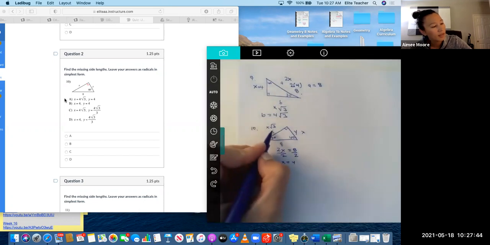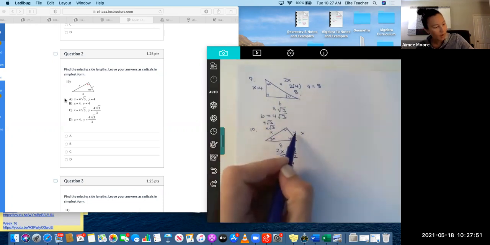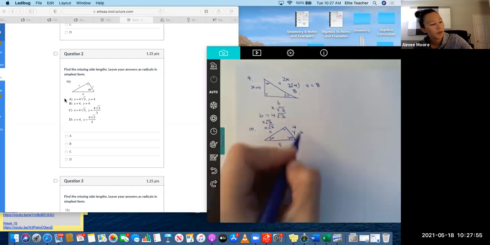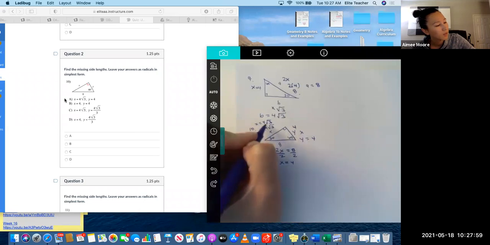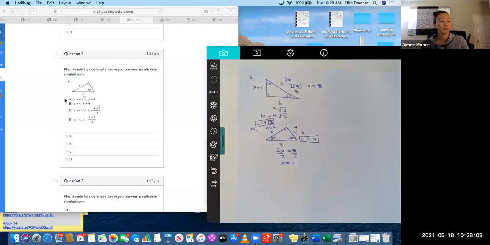So then for our x side, we have to plug in 4. That would be 4 times the square root of 3. And then the y side is just x, which means this side would just be 4. So y equals 4, x equals 4 times the square root of 3. So it looks like that's A.